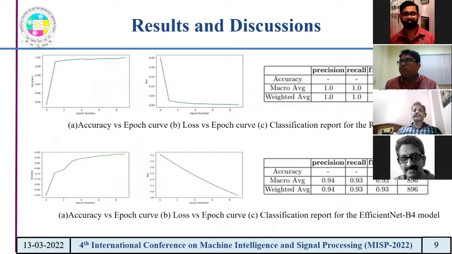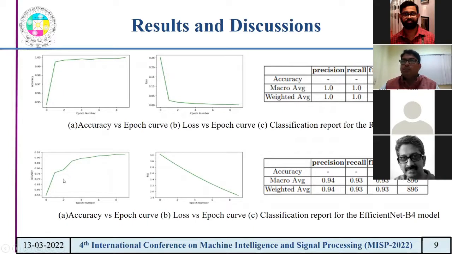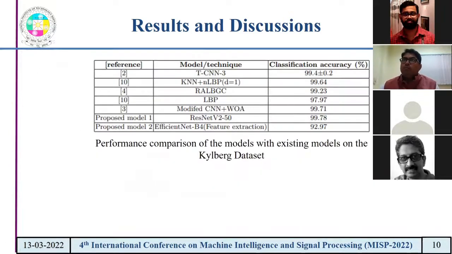And these are the results. These are the graphs and the table for the ResNet-P2 model. And these are the results and graph for the EfficientNet-P4 model. And this is the performance comparison table.